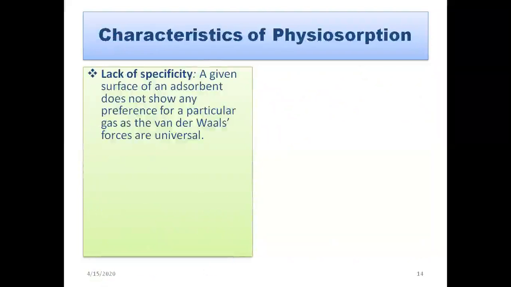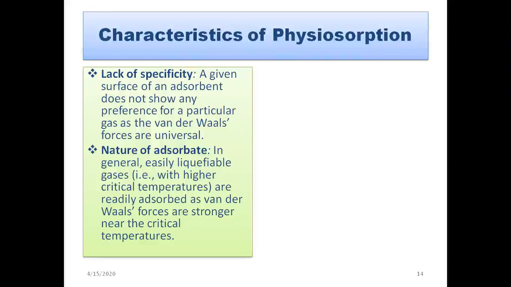In physisorption, what will happen? As I told you, in physisorption, the attractive forces are very weak. Therefore, there is no specificity. That means physisorption takes place on any type of surface, since van der Waals forces are universal.